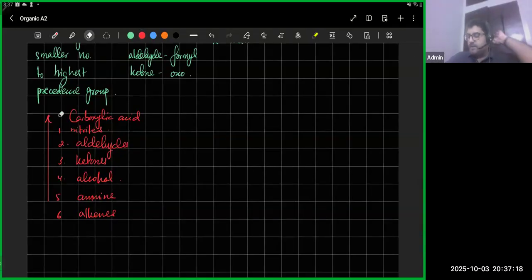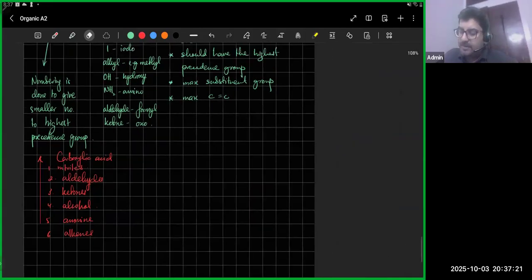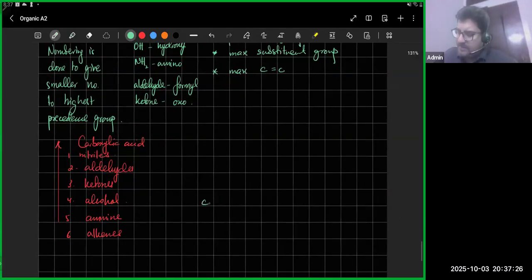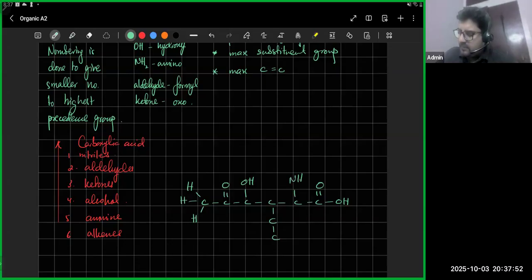So remember, carboxylic acids are the most important group. I'm going to give an example, and we're going to try and name this molecule. If I have a carboxylic acid and a two carbon chain, there's an OH. There's a ketone in this as well. Let me add an NH2 as well, and let's add another methyl group.